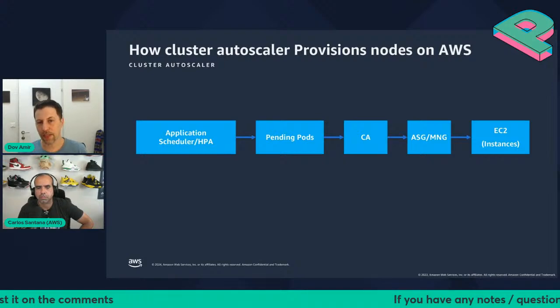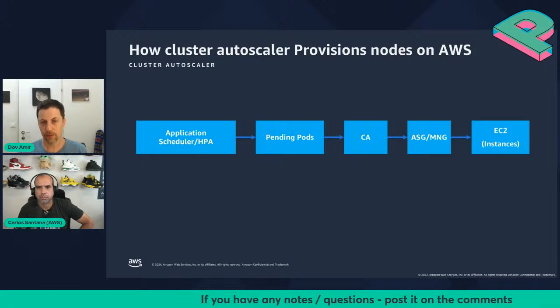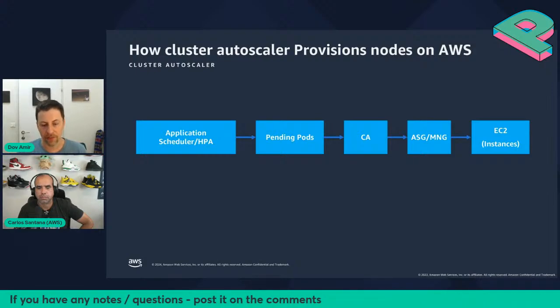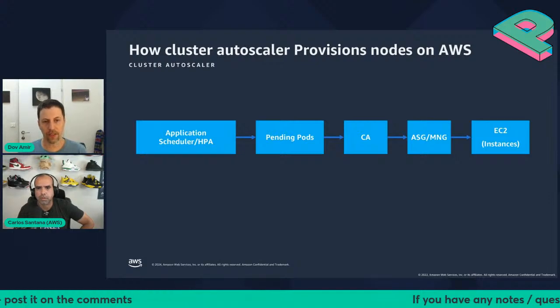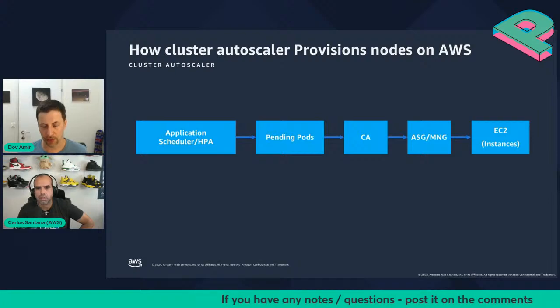Now, let's talk about the classic cluster autoscaler and what are its limitations. Why is Karpenter needed at all? So the cluster autoscaler, when there are pending pods, the cluster autoscaler kicks in.